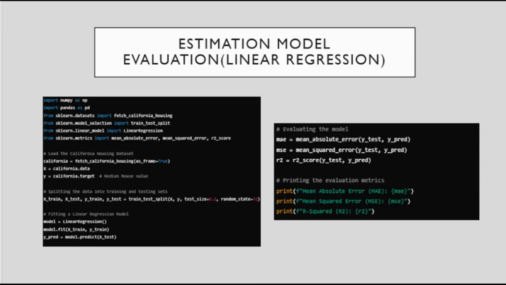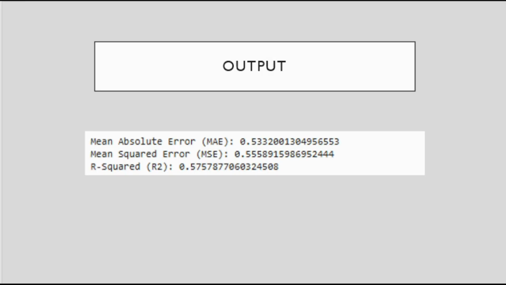Here's the code for the model evaluation, and here's what the output of this code tells us. Mean absolute error. This gives the average magnitude of prediction errors. For example, if the MAE is around 0.53, it means the model's predictions are off by about $53,000 on average, since the target is scaled in the units of $100,000. Mean squared error. Mean squared error penalizes larger errors more heavily. A smaller MSE value indicates better performance. R squared. This value indicates how well the model explains the variability in the target variable. For example, an R squared of 0.61 means the model explains 61% of the variation in house prices.